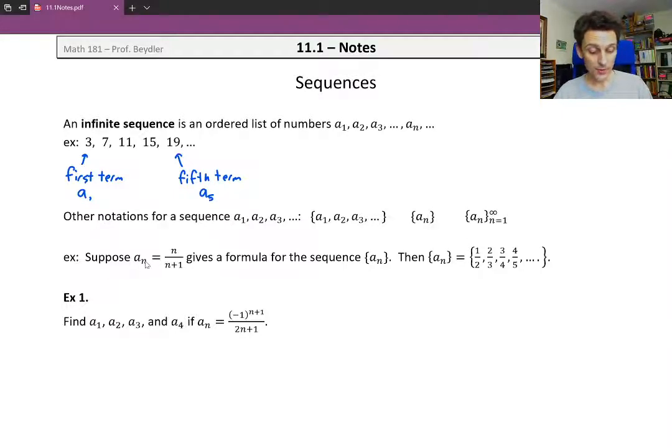As an example, suppose you have a sub n equals n over n plus 1. This will give you a formula to calculate the values of each term in the sequence. So a sub n in this case as a sequence would be 1/2. If you plug in n equals 1, you'll get 1 on the top and 1 plus 1, which is 2, on the bottom. If you plug in n equals 2 to get the second term, you'll get 2 on the top and then 2 plus 1 on the bottom, so that gives you 2 over 3. And then 3/4 is the third term, that's a sub 3. 4/5 is the fourth term, a sub 4.